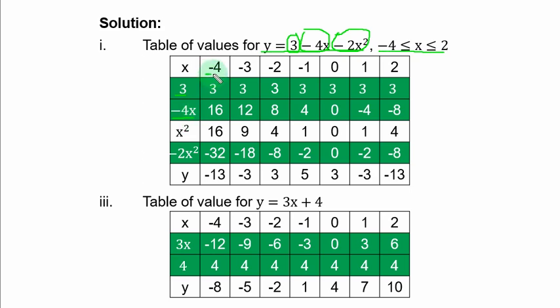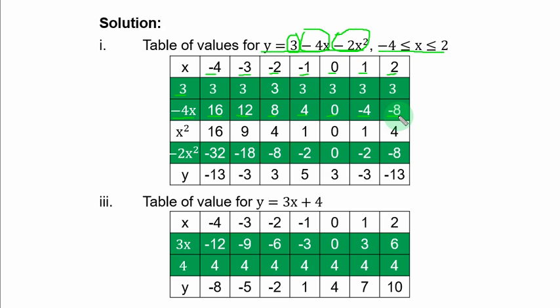So -4 times -4, you have 16. -3 times -4 equal to 12. -2 times -4 equal to 8. -1 times -4 is equal to 4. 0 times -4, you have 0. 1 times -4, you have -4. 2 times -4, you have -8.